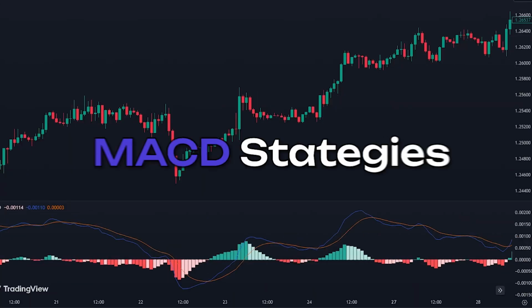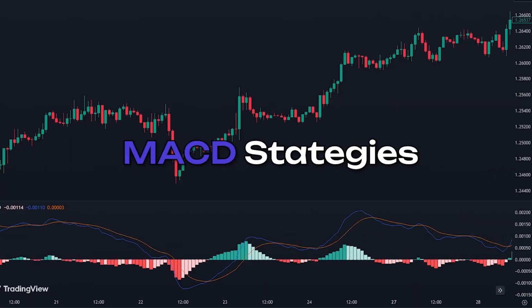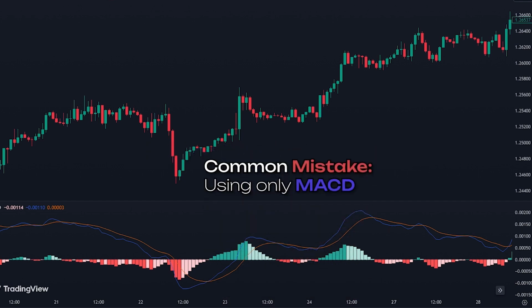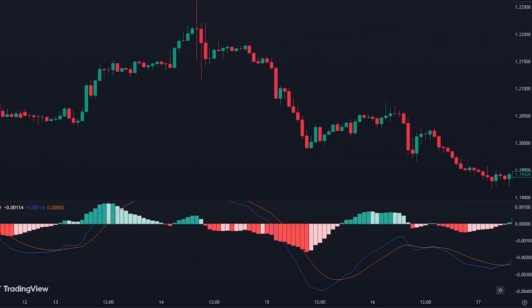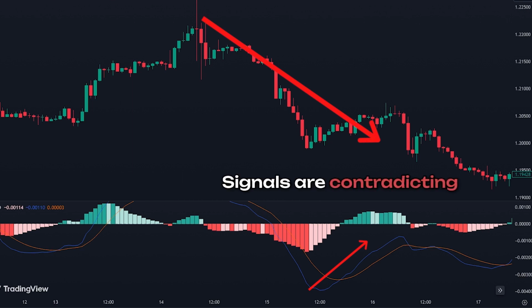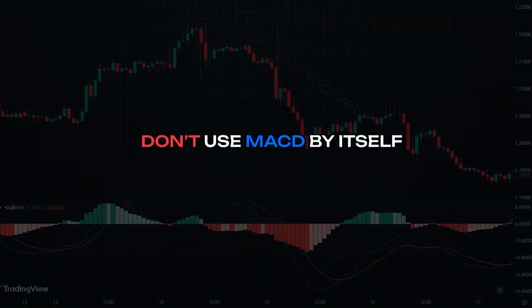Now let's talk about various strategies that you can use with the MACD indicator. Initially, a common mistake among traders is relying solely on the indicator. Let me show you why using the MACD alone is not a good idea. Here we can see the overall market in a downtrend. Nonetheless, the MACD shows an upward crossover. Just look at those conflicting signals. The MACD suggests that it's a bullish momentum, yet the market is on a downtrend. This underscores the reason why relying solely on the MACD is not advisable.